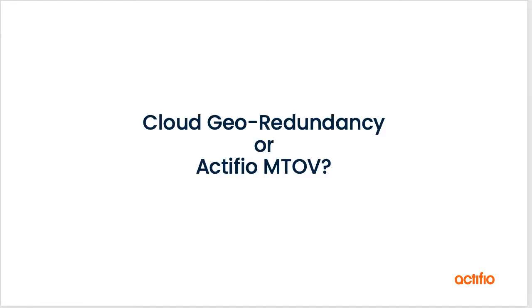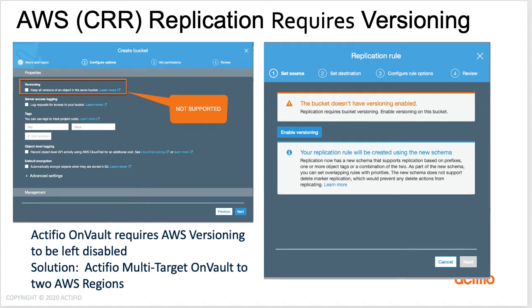So this obviously leads to a question: shall I use the geo-redundancy features offered by my cloud provider, or shall I just use the Actifio multi-target OnVault? So first up, if we're in AWS, if you want to use the CRR capability, which is their version of geo-redundancy, you need to turn on versioning. And the way that the Actifio OnVault function works is that we don't want versioning, because it breaks expiration. So if we leave versioning turned off, it means we can't use CRR. Not a problem, we'll use Actifio multi-target OnVault instead.